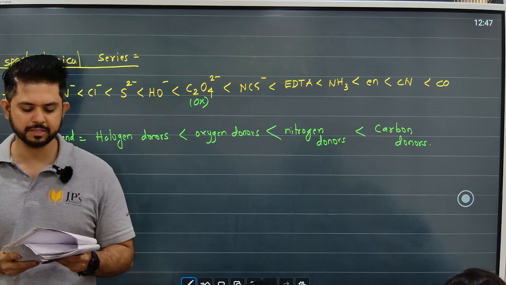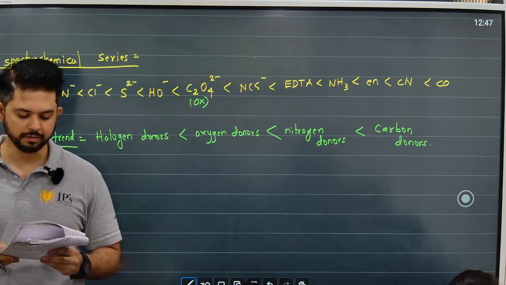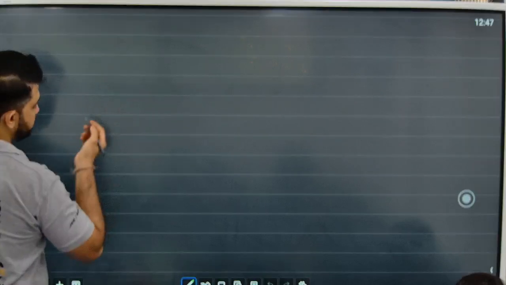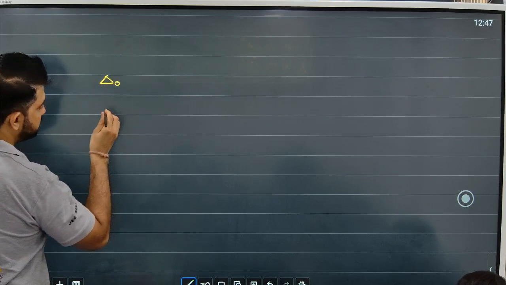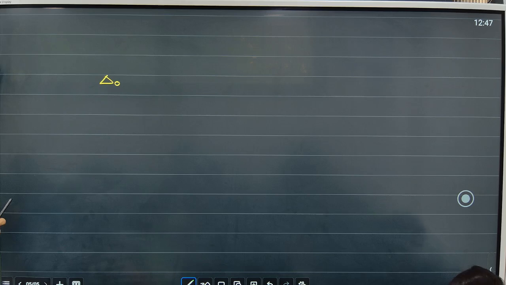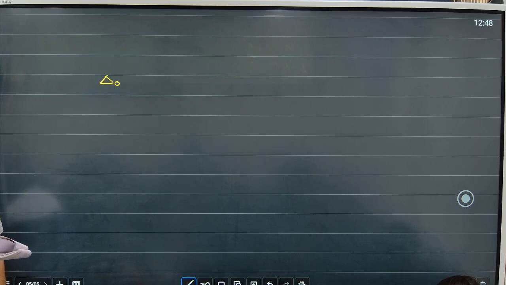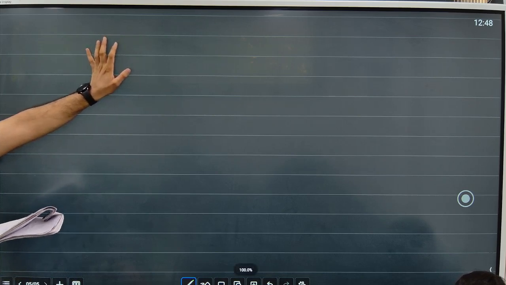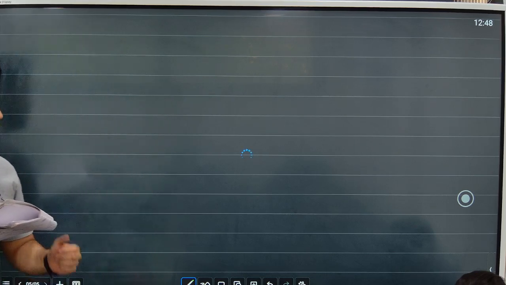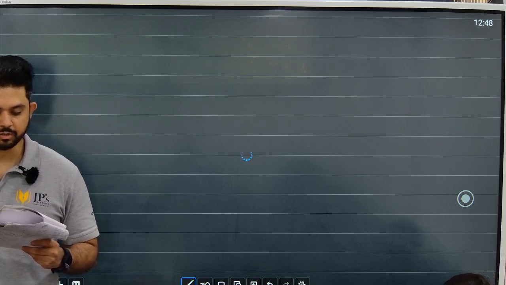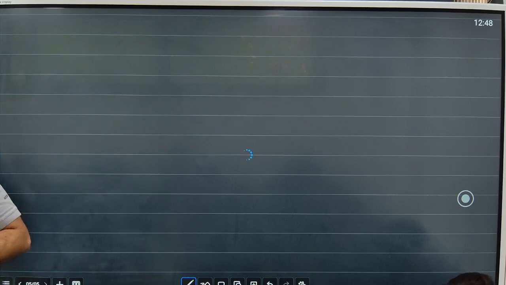Did we write this? Next point. Crystal field splitting energy, in brackets octahedral energy delta naught, depends upon the field produced by the ligand and the charge on the metal ion.